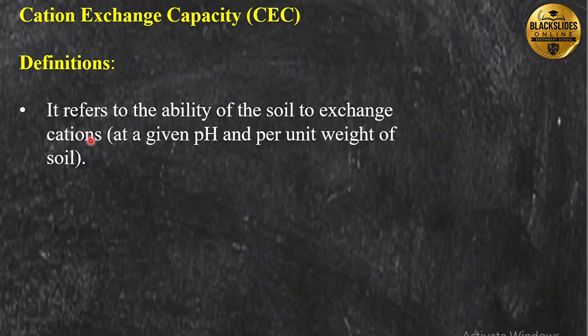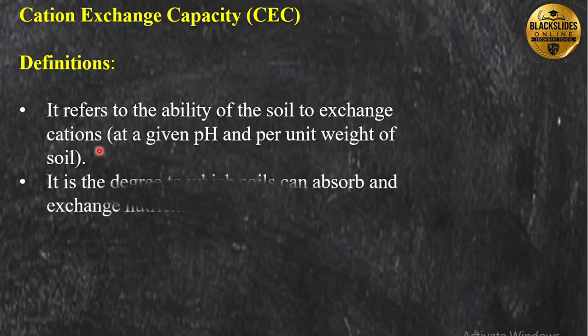Cation exchange capacity. So think of cation exchange as involving positively charged ions. It is also the degree to which soils can absorb and exchange nutrients. It is the extent or the degree to which soils can either absorb or release nutrients. Exchanging nutrients, that's called the cation exchange capacity.